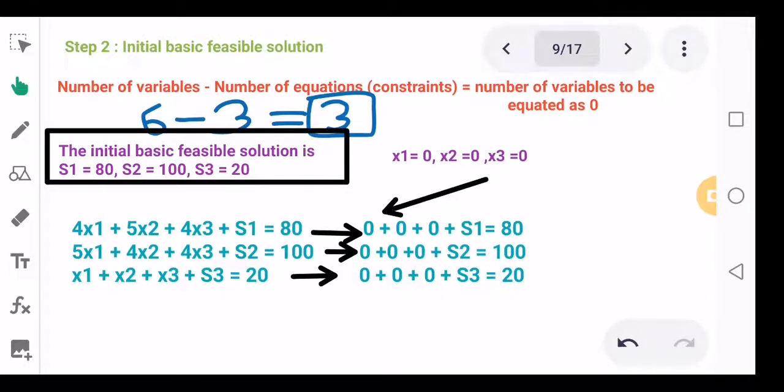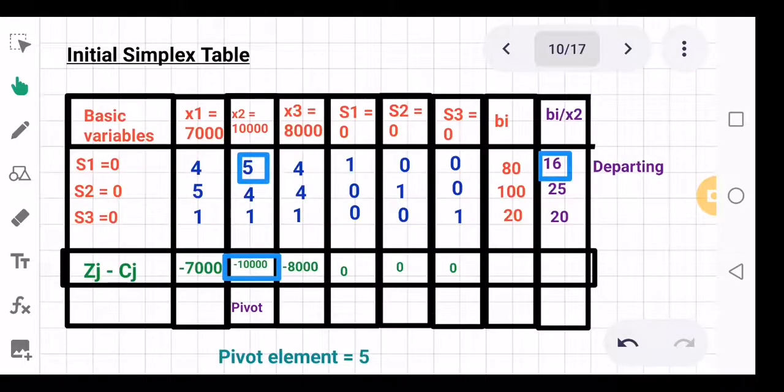After that we are going to proceed. Then we have to do the initial simplex table. Only this portion will be your initial simplex table, and this part will not form part of it. But since we didn't get the optimal solution, we have to prepare this portion.